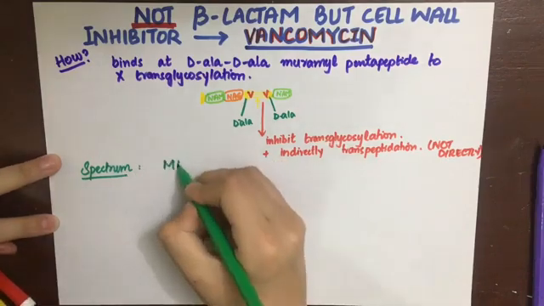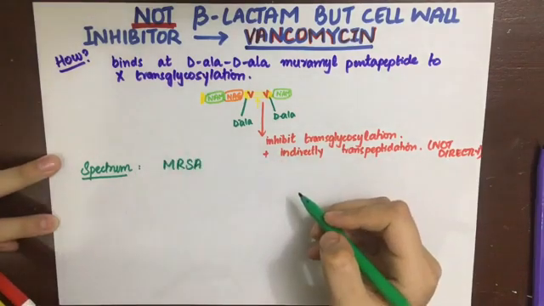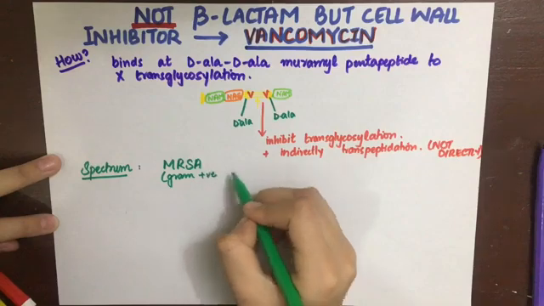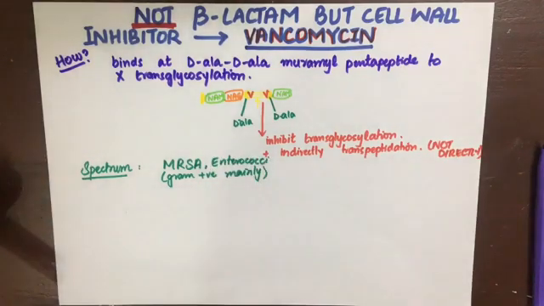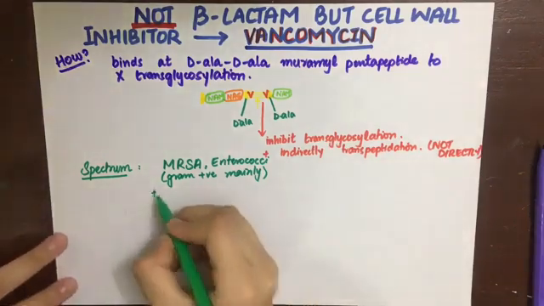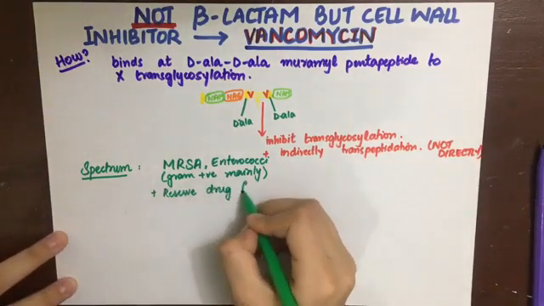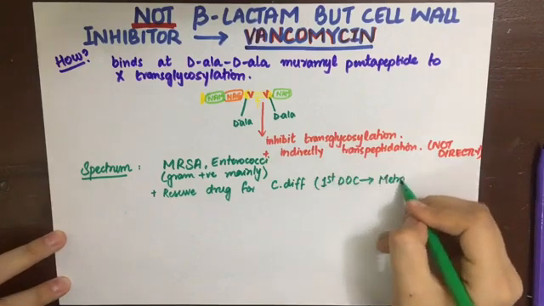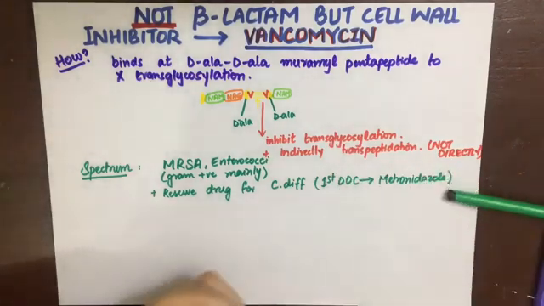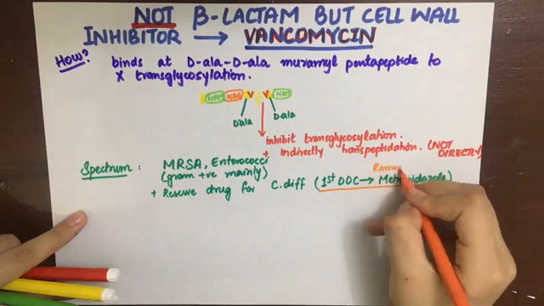Vancomycin is the drug that you need to remember for methicillin-resistant Staph aureus and also for enterococci. It can also be used as a reserve drug for Clostridium difficile infection, but the drug of choice for C. diff is metronidazole. You need to remember this one.